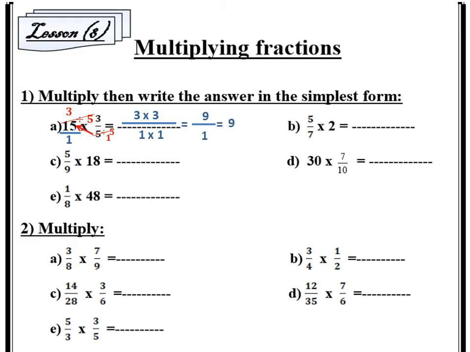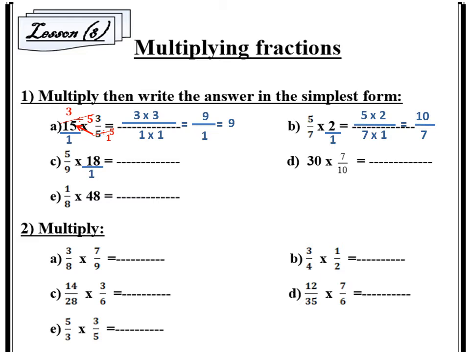Letter B, 5 over 7 times 2. I'm going to make it 2 over 1. Then I will ask myself, are 7 and 2 together in any timetable? No, because 7 is not even, so I don't have another choice except multiplying up by up and down by down. 5 times 2, 7 times 1, 10 over 7, and I cannot simplify more.